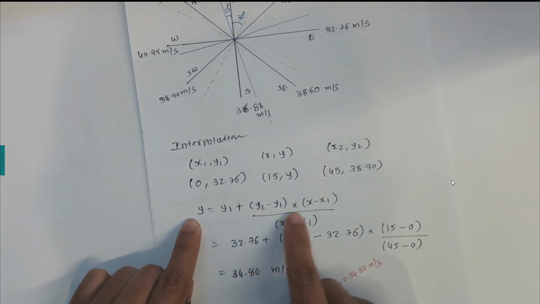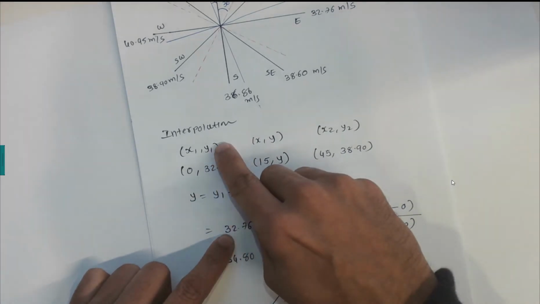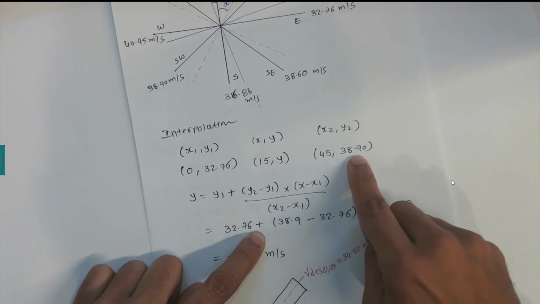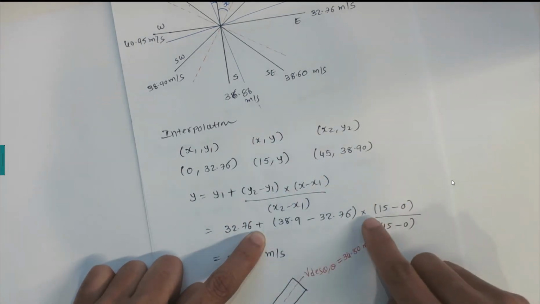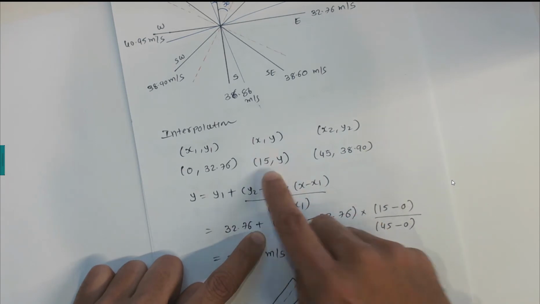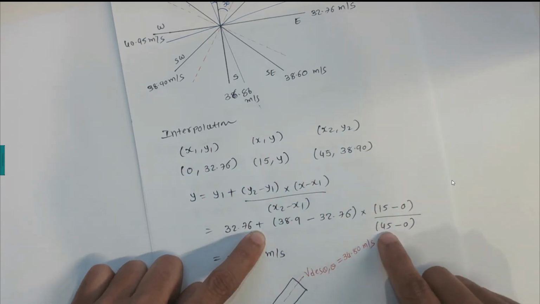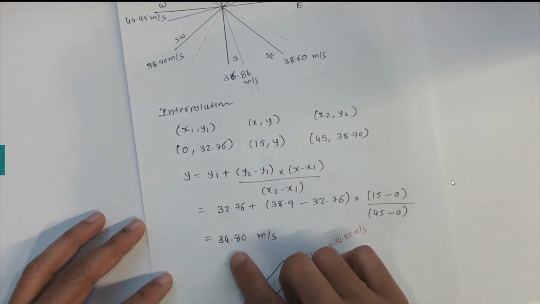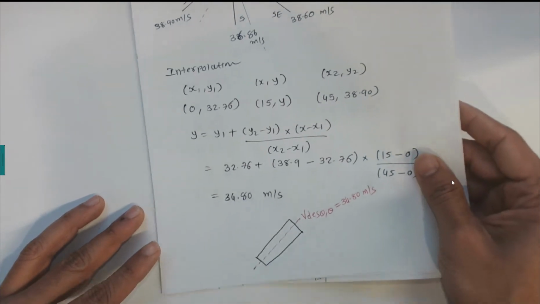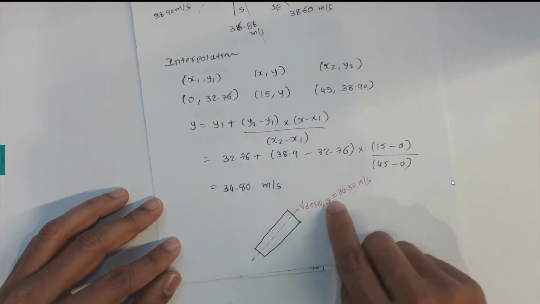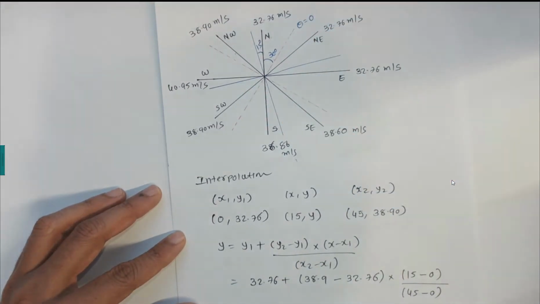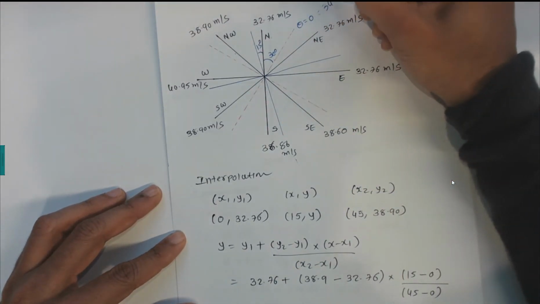So this is the interpolation equation: y equals y1 plus y2 minus y1 times x minus x1 over x2 minus x1. Substitute the values. 32.76 is y1, plus y2 is 38.9, take away 32.76, times x is 15, take away x1 which is 0, over 45 minus 0. That calculation gives 34.80. So for the first theta equal to 0, we found 34.80.